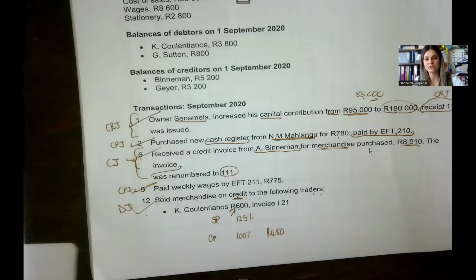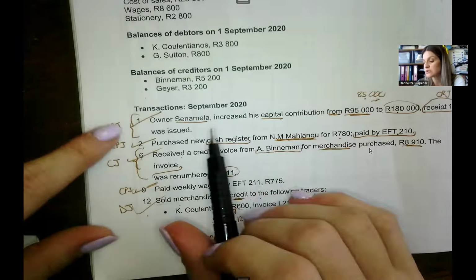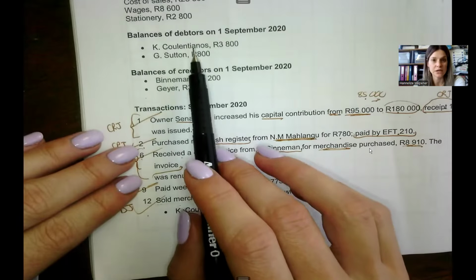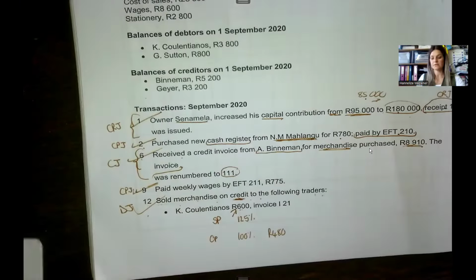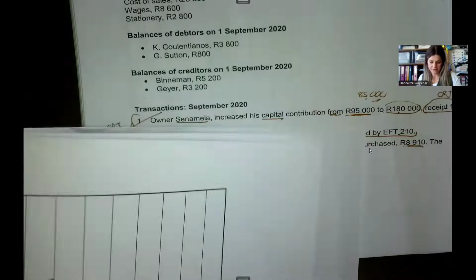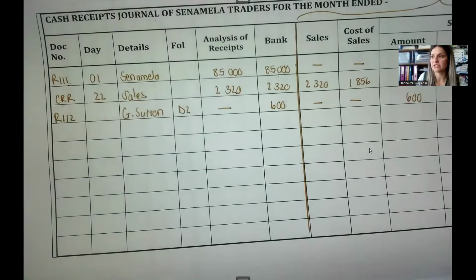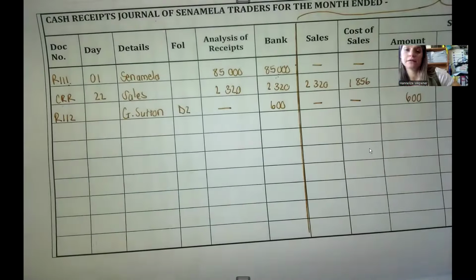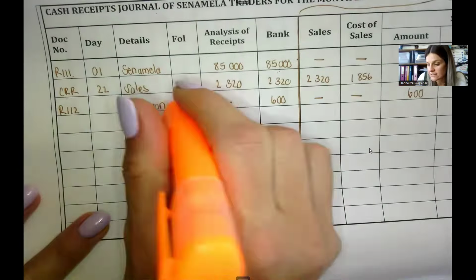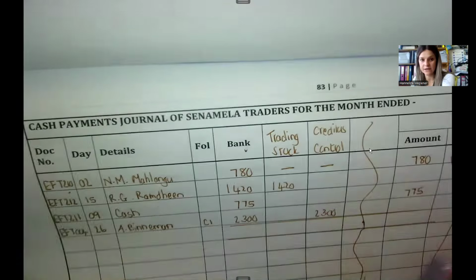What you then have to do, if they give you all of the journals, is go to all of the journals and identify these two debtors within your journals. We did the journals previously. So if I go to the CRJ, there I have G Sutton. Let me just get my highlighter. There's G Sutton, debtor number 2. Then I'm going to go to the next one.